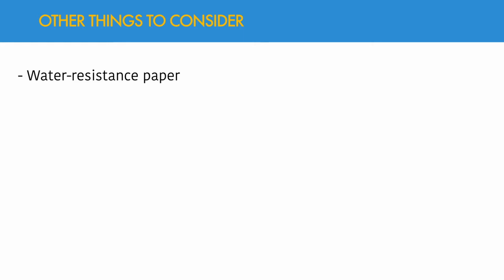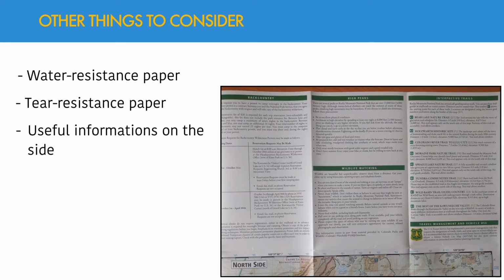The other little things to consider when you are about to buy, download, or print a topo map are water resistant and tear resistant paper, and having additional useful information on the side, like we often see on this National Geographic map. So if you search for a map to use outdoors, consider having one that is water and tear resistant. Even if you print your map, you can have water resistant paper to print on. This is all for the little things to consider when you buy, print or download your map.